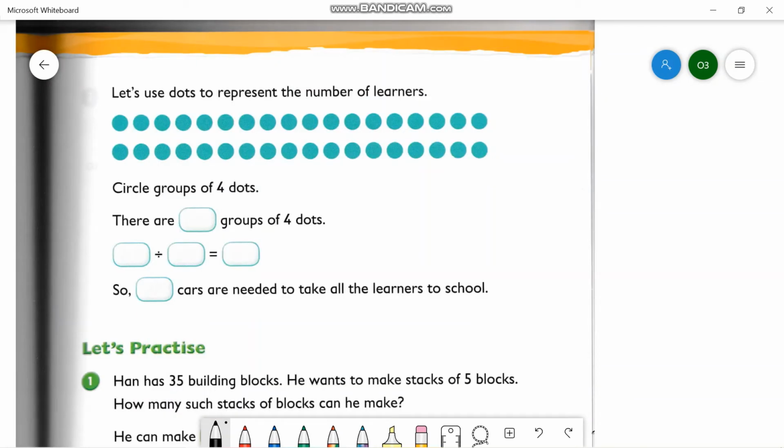Let's use dots to represent the number of learners. Circle groups of 4 dots. Okay, so we're going to count dots up to 36. So let's see if it is 36. 1, 2, 3, 4, 5, 6, 7, 8, 9, 10, 11, 12, 13, 14, 15, 16, 17, 18, 19, 20, 21, and 22, 23, 24, 25, 26, 27, 28, 29, 30, 31, 32, 33, 34, 35, 36. Yes, it's 36. And we're going to circle groups of 4. Okay, so let's circle groups of 4.